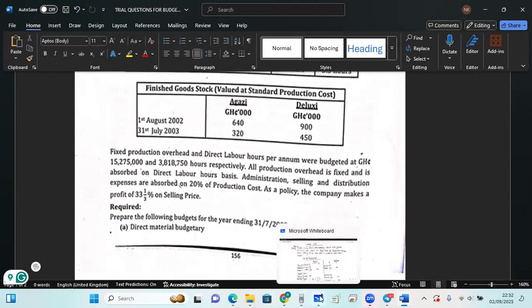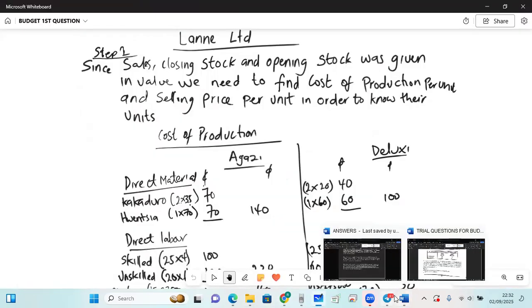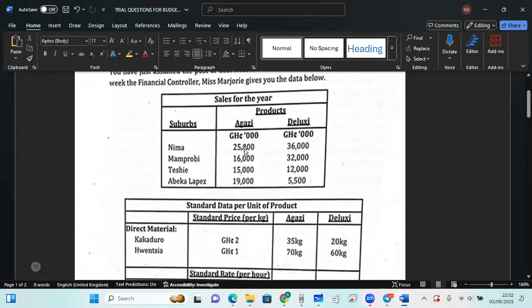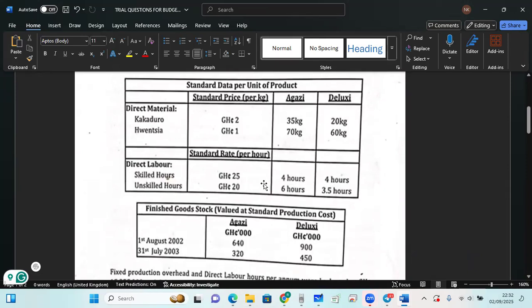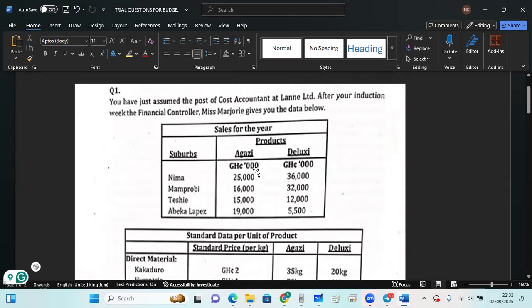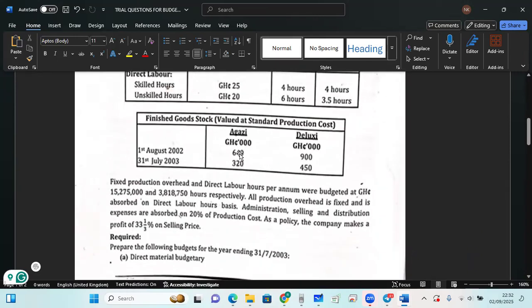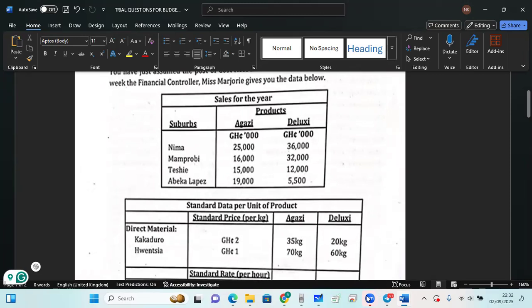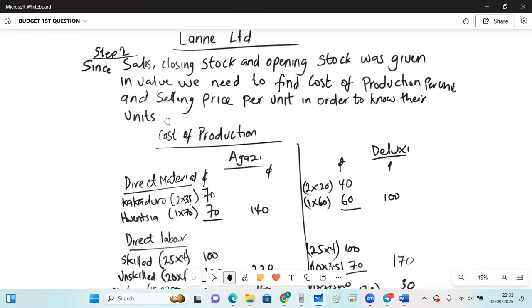Now, for us to find the units, we first have to find what? Because everything here was given to us in value. Because the sales was given to us in value and not in units, we have to find the selling price per unit and then the production cost per unit. When we find the selling price per unit, we are going to know the number of units we sold, and when we find the production cost per unit, we are going to know the value of the number of units for the closing stocks, right, and then the opening stocks. So basically, that's what happened here.